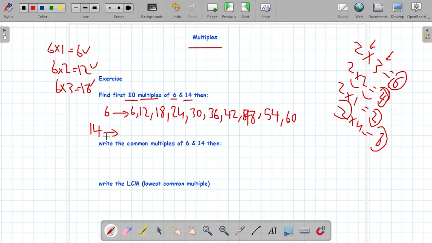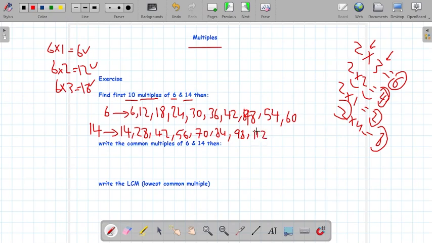Same thing we will do with 14. 14 is a big number. It's not like in the regular timetable, so you have to do this carefully. You try to find the multiples of 14. The first one is 14 times 1, which is 14. 14 times 2 will be 28. 14 times 3 will be 42. The next multiple will be 56. After that, it will be 70. After 70, it will be 84. After 84, it will be 98. After 98, it will be 112.